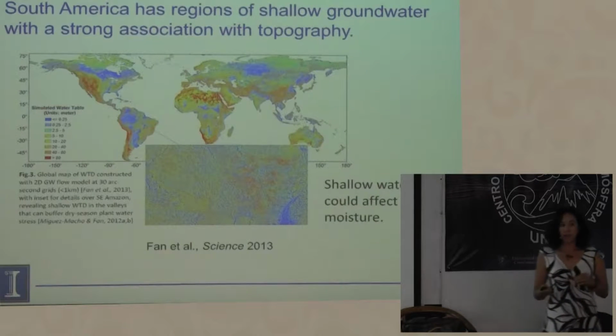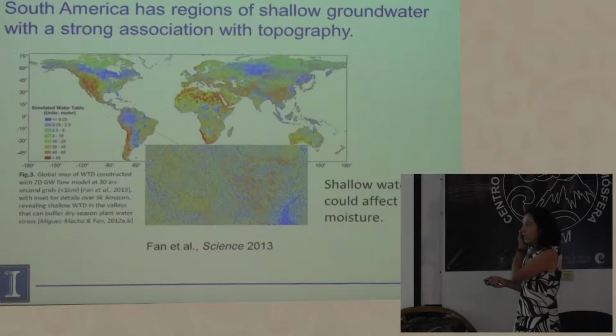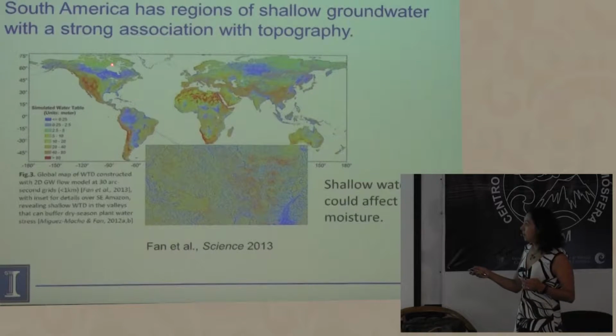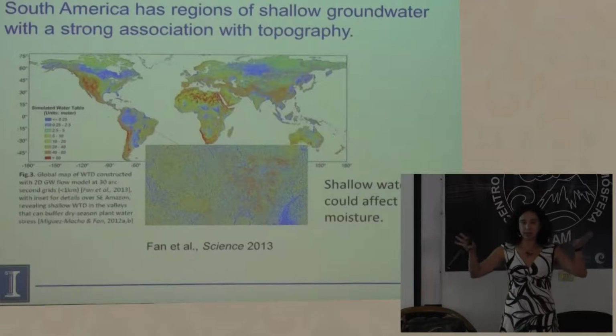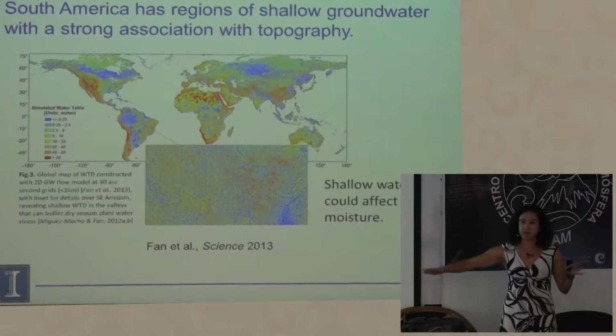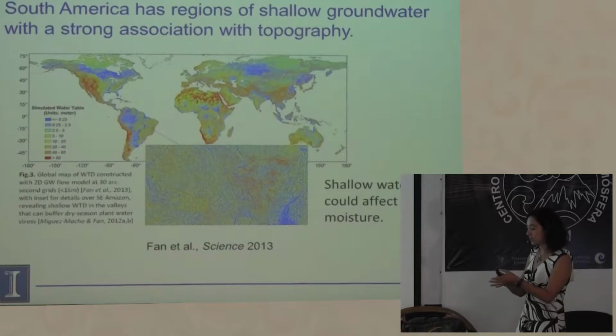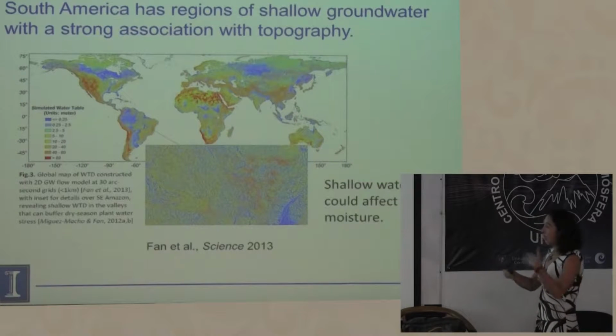This is a really nice paper by Ying Fan, Reinfelder, published in Science in 2013. What they did was map the water table. This has two components: one is observations, thousands and thousands of observations throughout the globe, and the other is a model. They're combining the observations and model to come up with this global image of the water table.